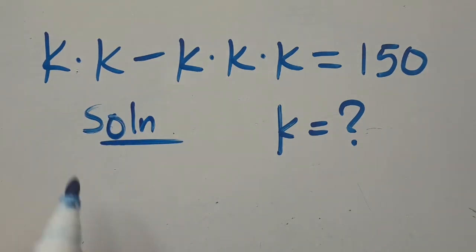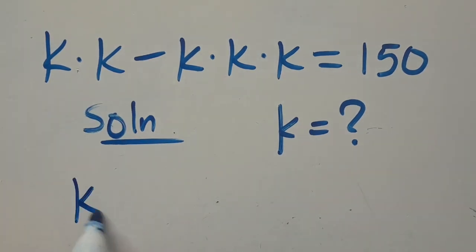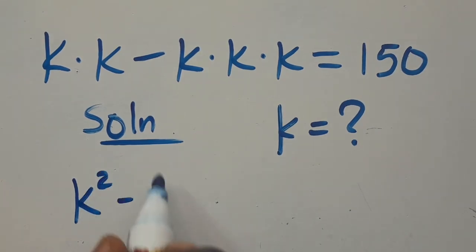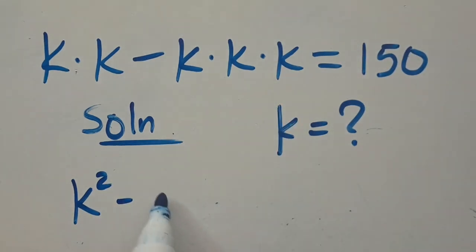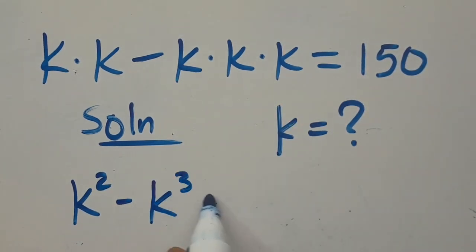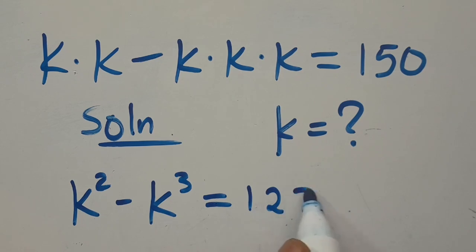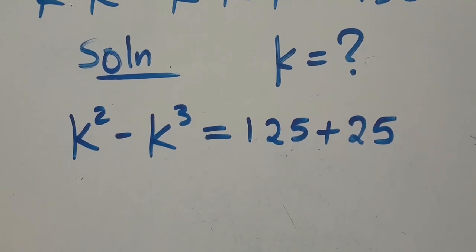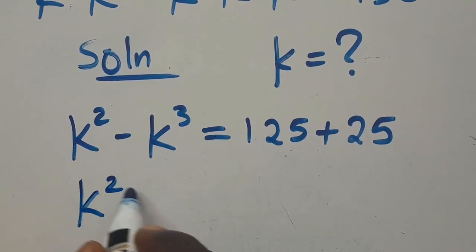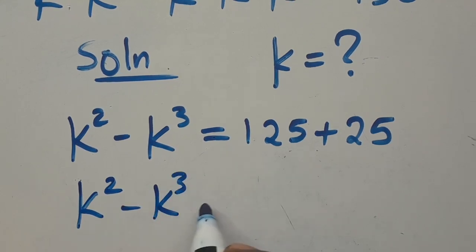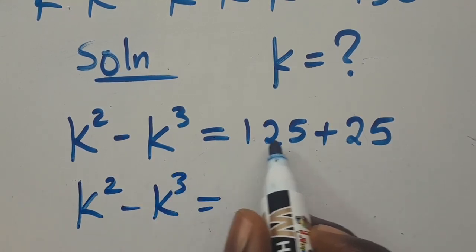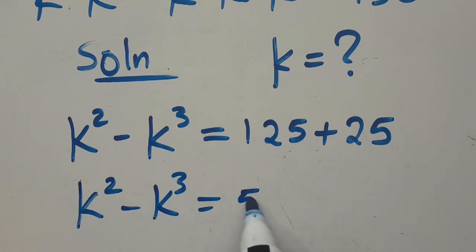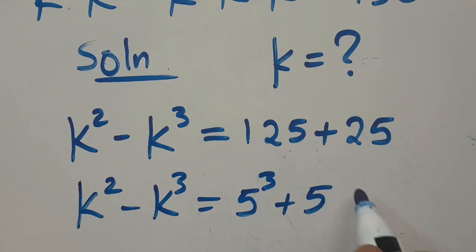Then from here, k times k, we have it to be k to the power of 2, minus k times k times k, we have it to be k to the power of 3, equals, we can simplify 150 as 125 plus 25. From here, we have k to the power of 2 minus k to the power of 3 equals, let's have 125 in base 5 as 5 to the power of 3 plus, let's have this in base 5 as 5 to the power of 2.